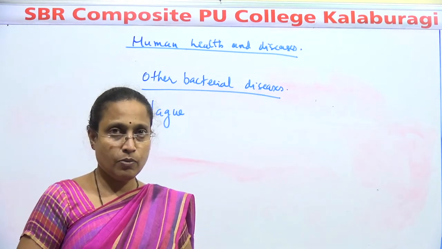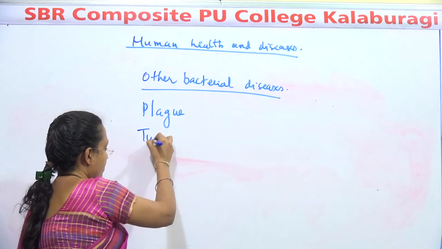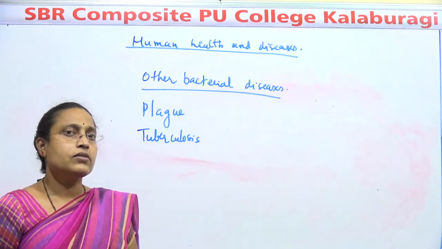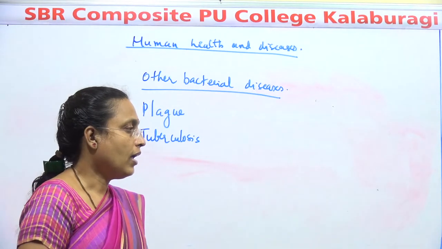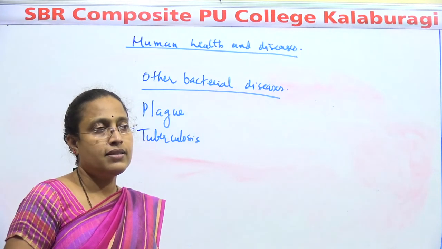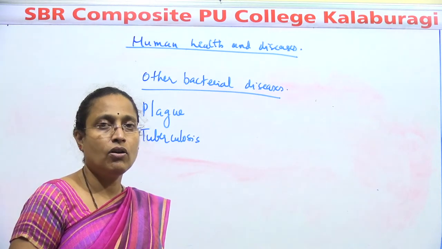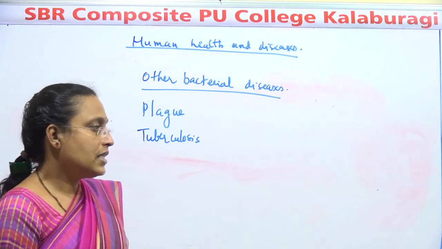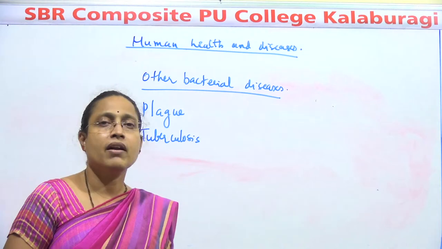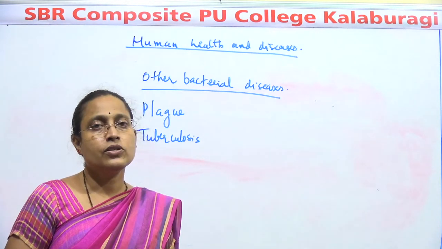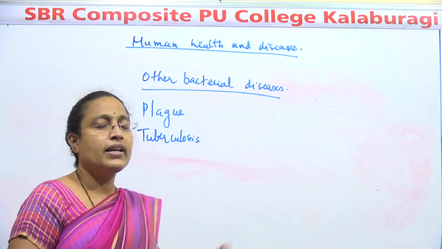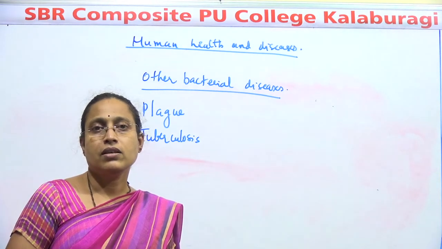So, next is tuberculosis. Tuberculosis is commonly called TB. The causative agent for TB is Mycobacterium tuberculosis. This is the name of the bacteria that causes TB or tuberculosis. In TB, one of the common symptoms is cough. Typically, coughing occurs, and it will be a dry cough with blood-stained sputum. So, that is a sign of TB. A bacterial inflammatory reaction also occurs in advanced stages.